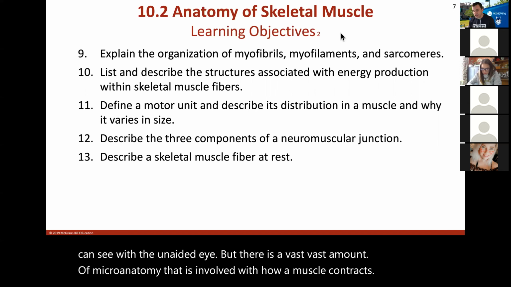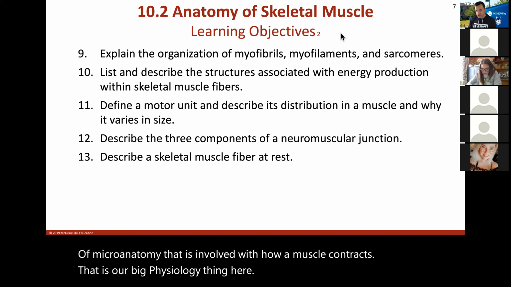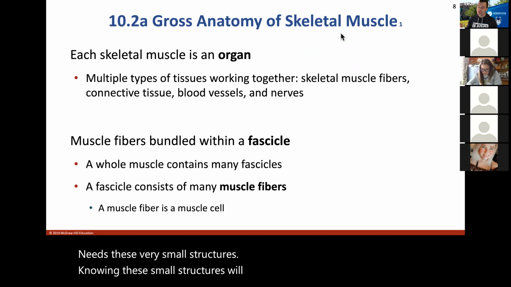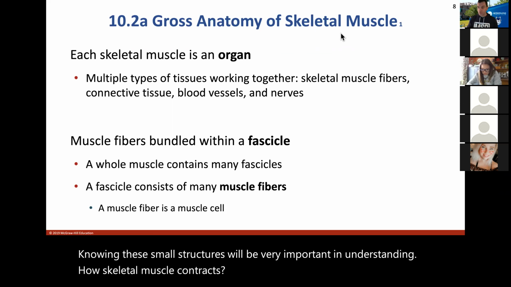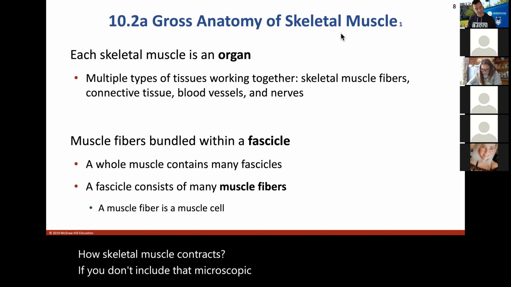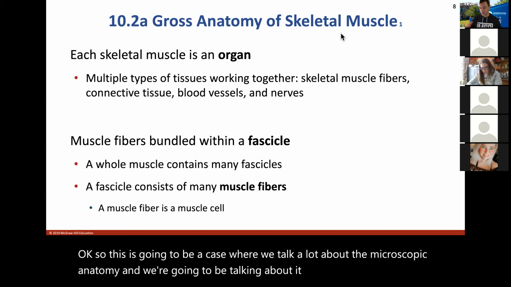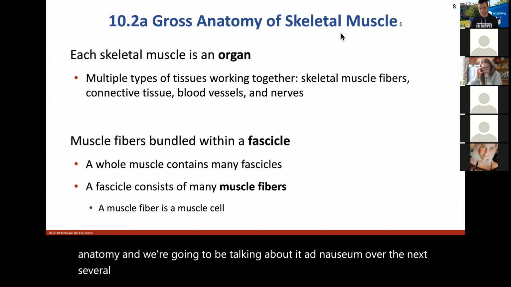That is our big physiology thing here. Muscle contraction needs these very small structures. Knowing these small structures will be very important in understanding how a skeletal muscle contracts. If you don't include that microscopic anatomy when discussing how the physiology of skeletal muscle contraction occurs, then you're not answering the question right. Okay, so this is going to be a case where we talk a lot about the microscopic anatomy, and we're going to be talking about it ad nauseum over the next several slides in this lecture.